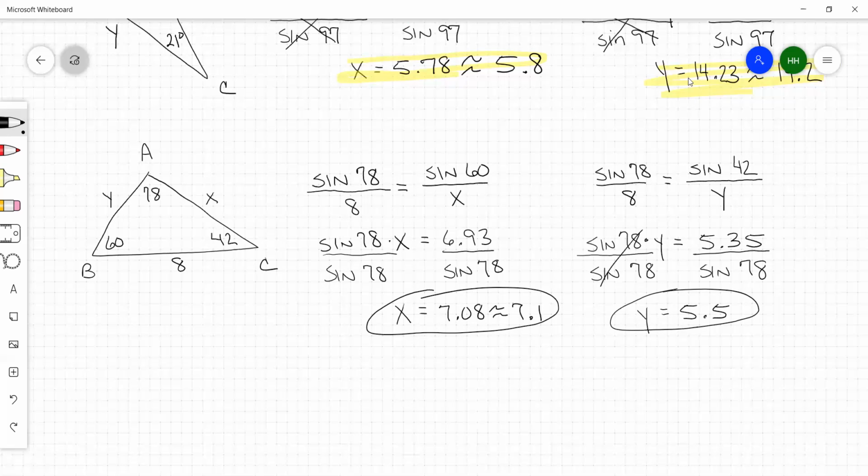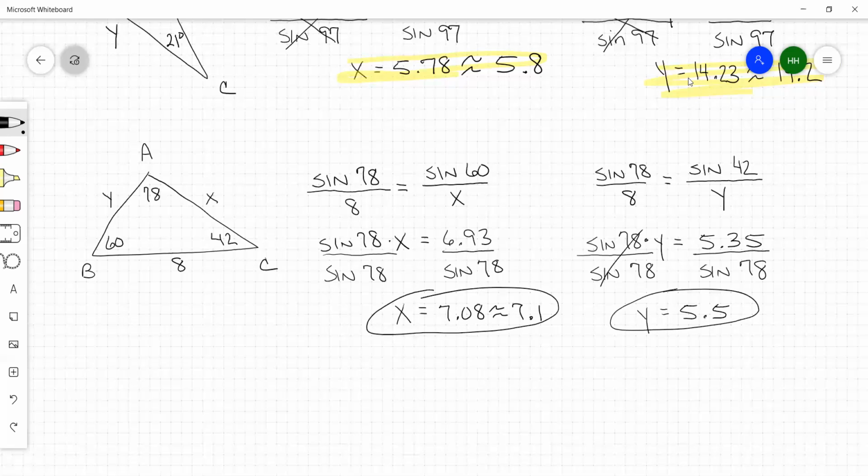We know all the angle measures. We know all the side lengths. Fairly simple, huh? Write a proportion, crisscross multiply, and solve when you're given two angles and one side. Two angles and a side, law of sines.